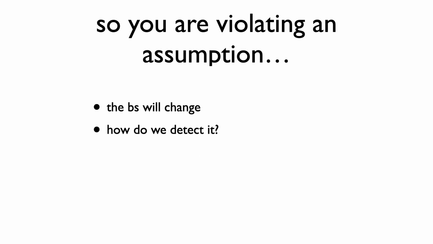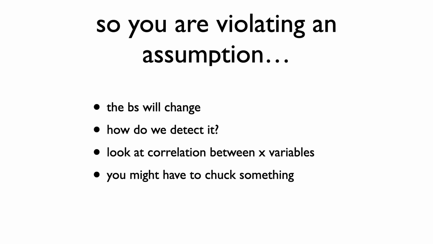So how do we detect it? We have to find if there is multicollinearity, because we want to have as little as possible. Well, the easiest way is to look at correlation between predictor variables. That's not a hard thing to do with any piece of software. All you do is have it spit out a correlation matrix. All the x variables correlate with each other. You might have to chuck something.